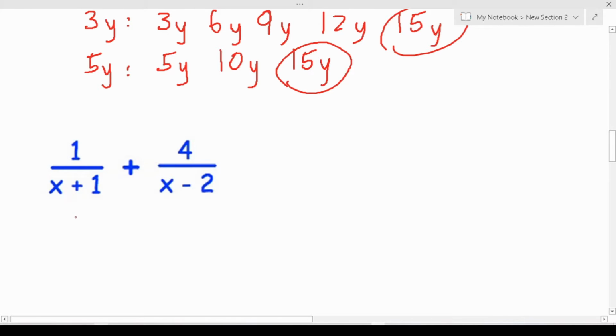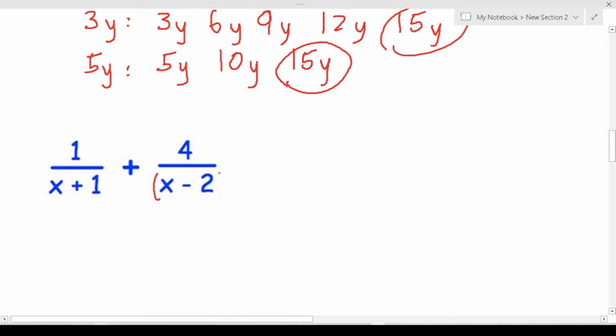We could list out the multiples of x plus 1 as well as x minus 2 in an effort to find a common denominator. But that said, the best approach to dealing with problems like this is to simply multiply the denominators by one another to create your common denominator. So let's go ahead and do that.